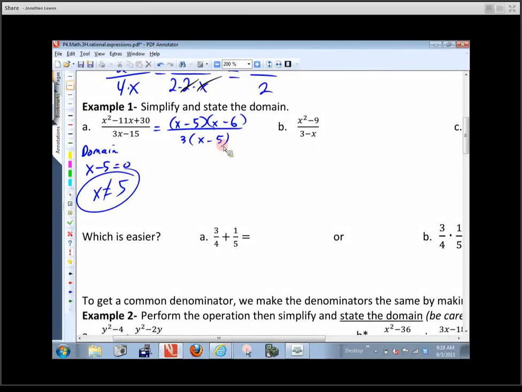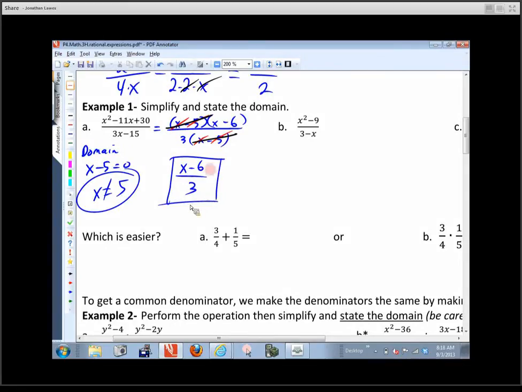Is this simplified though? It's not. What should we do? Cancel off the common factor. Now, please don't do this. I've seen this before. Don't cancel those two and those two like that. What you're doing is you're canceling off this entire factor with that entire factor. Okay, that's the right way to do it. You cancel factors, not terms. So what's left on the top is an x minus 6, and what's left on the bottom is a 3. This is the simplified expression. Now, does it look like we can plug in a 5 here?